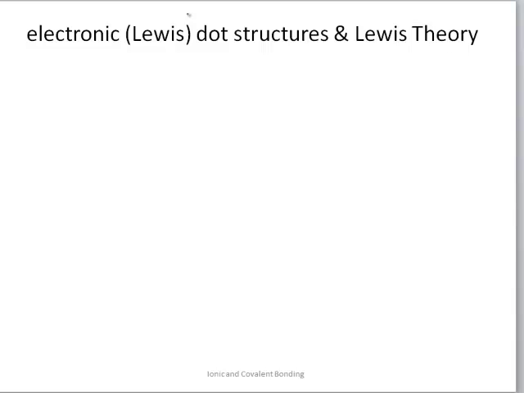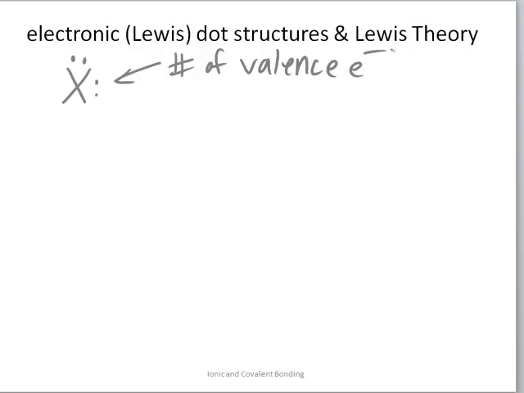Okay, so now we're going to introduce a concept known as electron dot structures or Lewis structures, and this will give us a tool to be able to figure out why elements bond the way that they do. Lewis dot structures for elements are very, very simple. What we're going to do is draw the elemental symbol, and then put dots corresponding to the number of valence electrons that atom has.